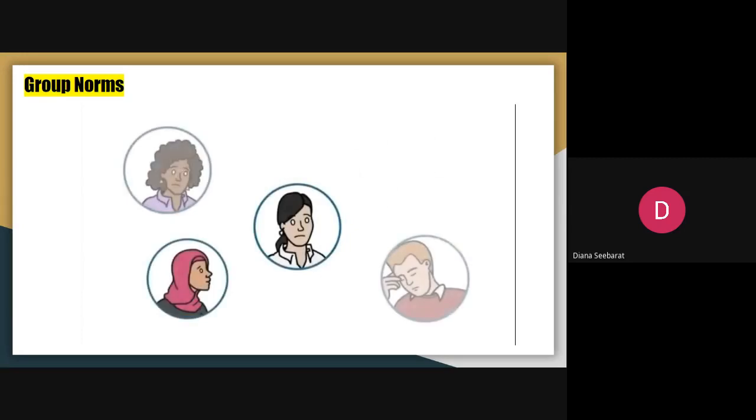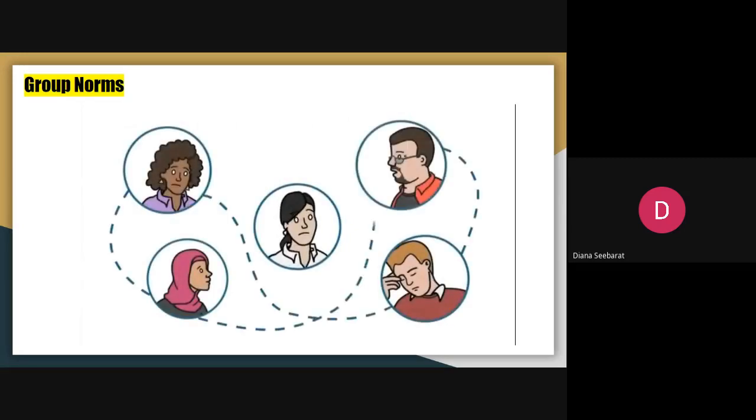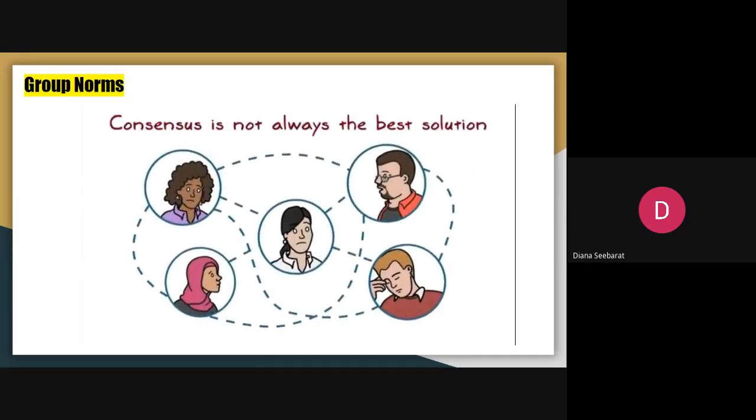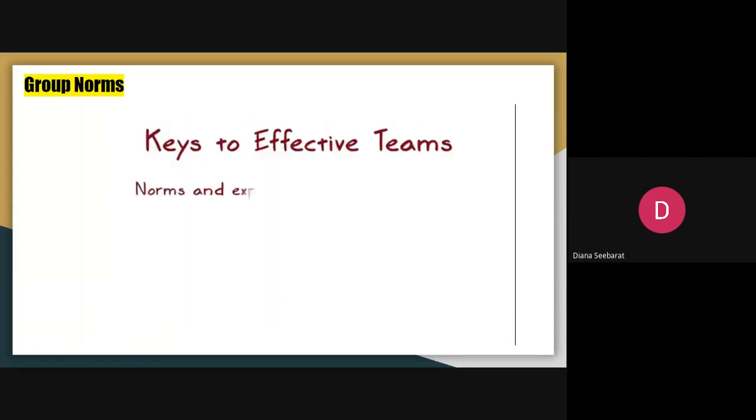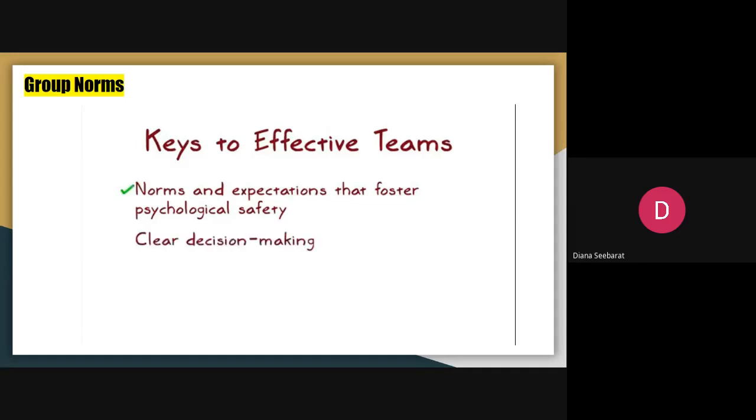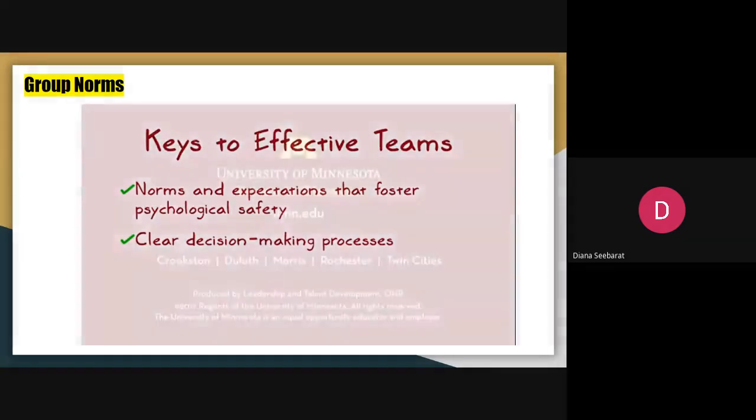Another common mistake is to spend a lot of time and energy trying to gain a consensus when it's not needed. When everyone is clear about their role in decision-making and agree on how much time and energy should be devoted to each decision, it avoids conflict and wasted effort and improves team performance. Establishing norms and expectations that foster psychological safety and ensuring clear decision-making processes are critical steps that you can take to lead teams more effectively to help them realize their true potential.